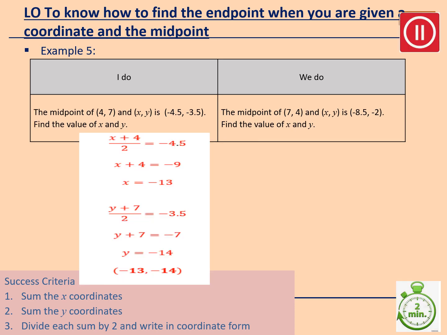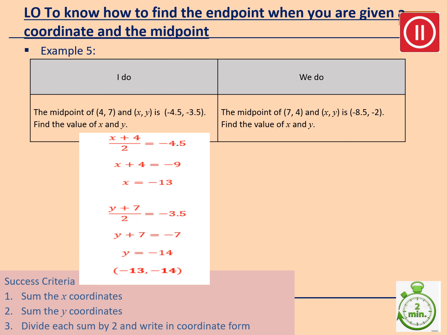So (x plus 4) divided by 2 equals negative 4.5. Multiply both sides by 2 equals minus 9. So x plus 4 equals minus 9. Subtract 4 from both sides. So negative 9 minus 4 is minus 13. So the x coordinate is negative 13.